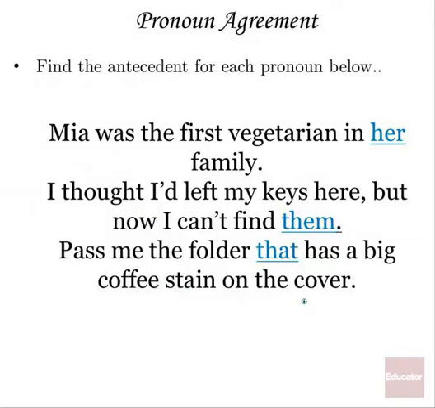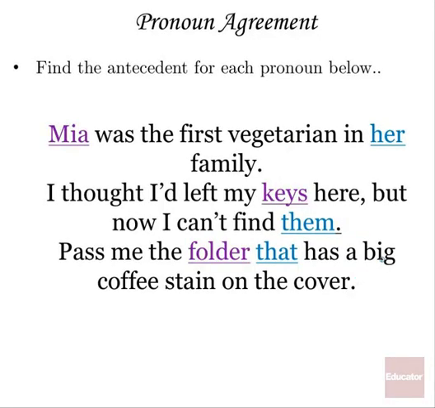All right, see if you can find the antecedent for each of the pronouns in these sentences. Mia was the first vegetarian in her family. I thought I'd left my keys here, but now I can't find them. Pass me the folder that has a big coffee stain on the cover. Take a good look. Pause the video if you need to.